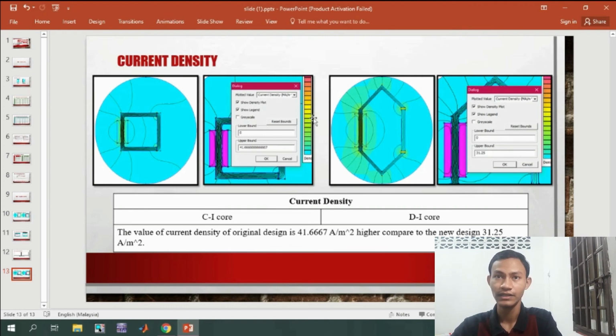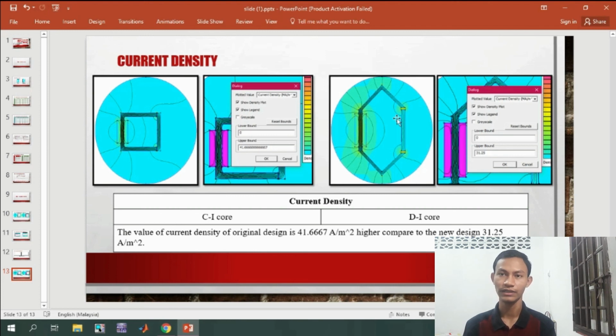The difference from the CI core is the gap length. The gap length of the DI core is bigger than the CI core. When the gap length is bigger, we can see a bigger fringing effect, and the mutual flux through the I core is less. So I proceed to the current density. The current density of the CI core is 41.667 ampere, and the DI core is 31.25 ampere. We can conclude that the CI core has a higher current density compared to the DI core.